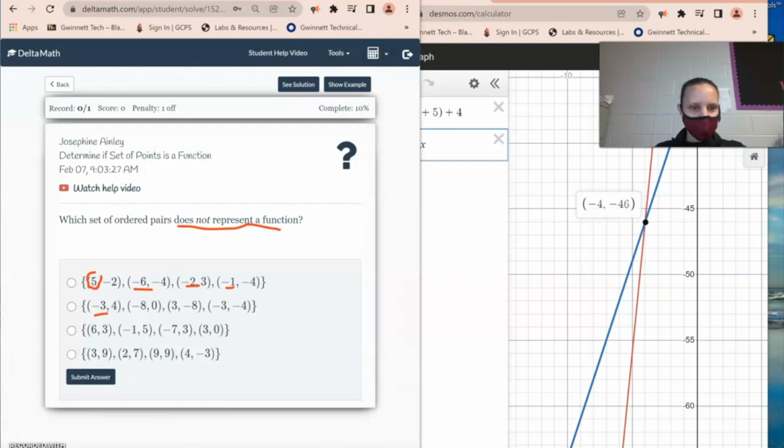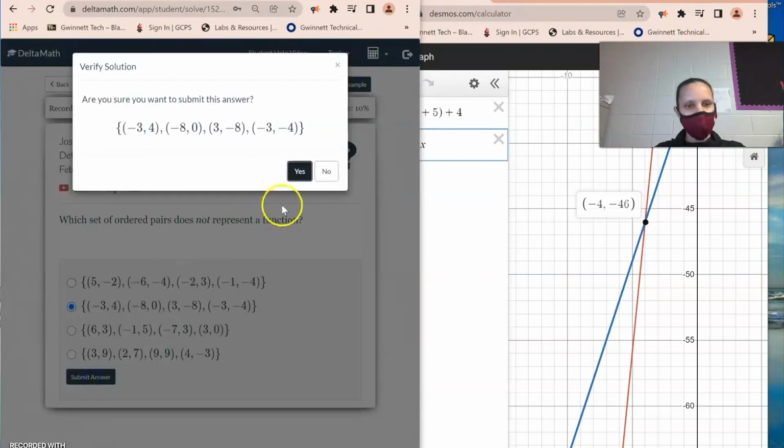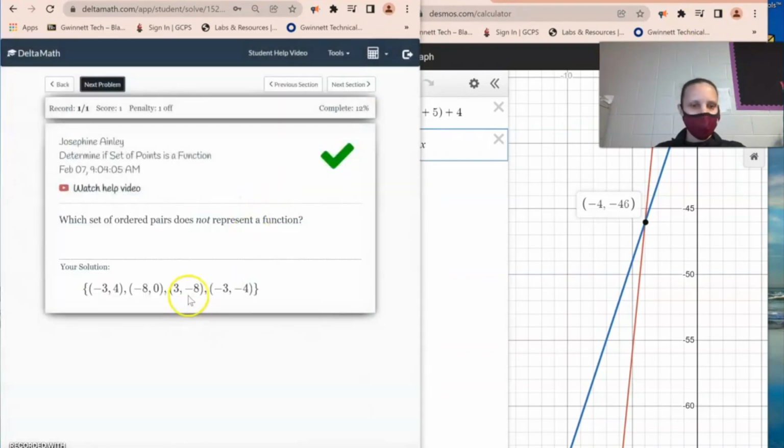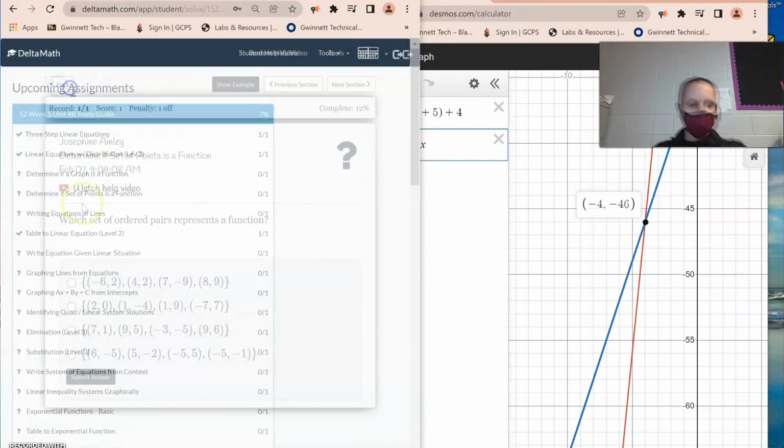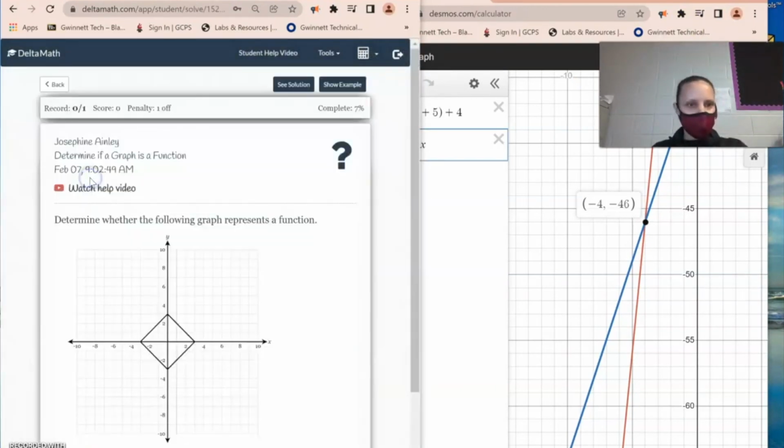What about this? -3, -8, -3, and -3. That one is not a function. I'm just going to check the rest of them. 6, -1, -7, and 3, not repeating, so is a function. 3, 2, 9, and 4, not repeating, so is a function. So the only one that is repeating is this one right here. So a function is you can draw a vertical line test, or you can just look at whether the x is repeating or not.